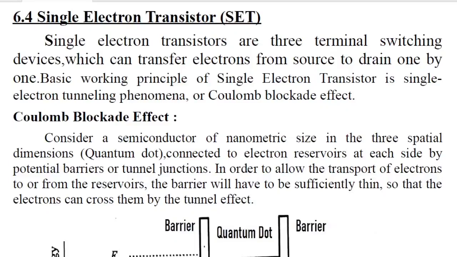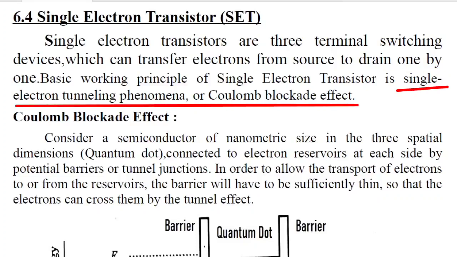So single electron transistors, commonly known as SET, are three terminal switching devices just like conventional MOSFETs, which can transfer electrons from source to drain one by one. Please note it, one electron at a time from source to drain. The basic working principle of the single electron transistor is the single electron tunneling phenomenon, also known as the Coulomb blockade effect.